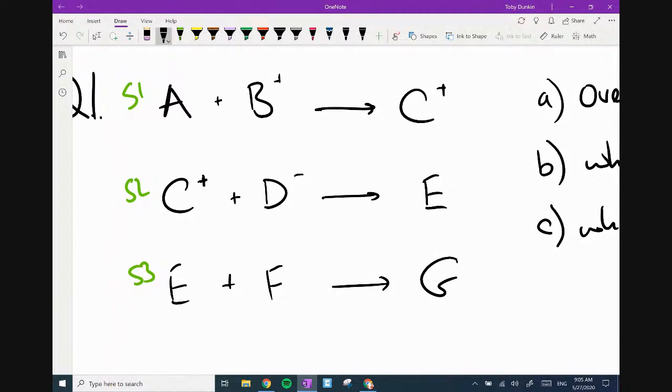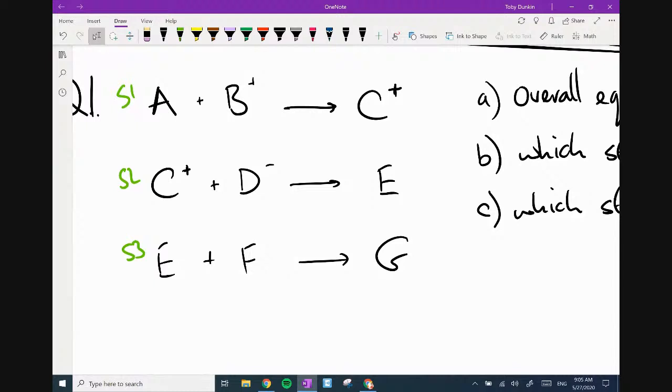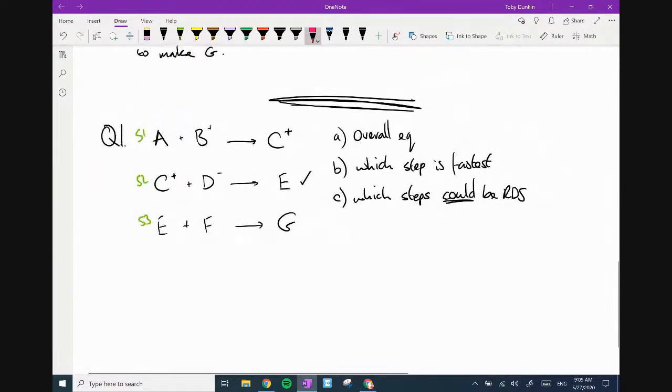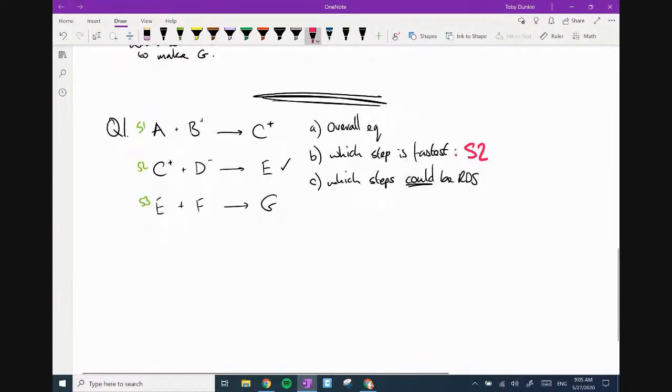Just making it a bit clearer. Which one's going to be the fastest? Which one's going to be really fast? The second, thanks, Dat, spot on. The second step is going to be very, very fast. That's B. The answer over here is going to be S2. This one's going to be very quick.